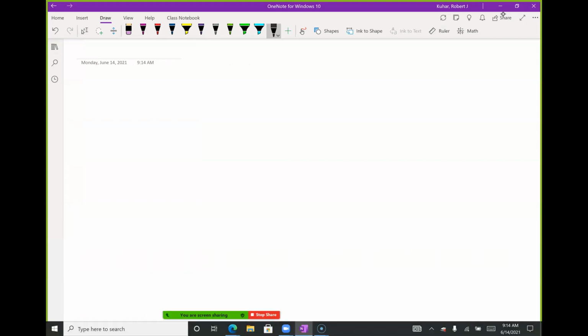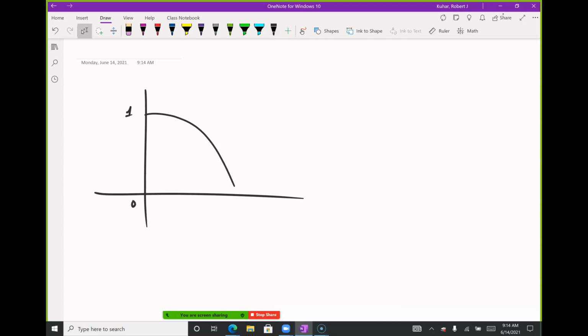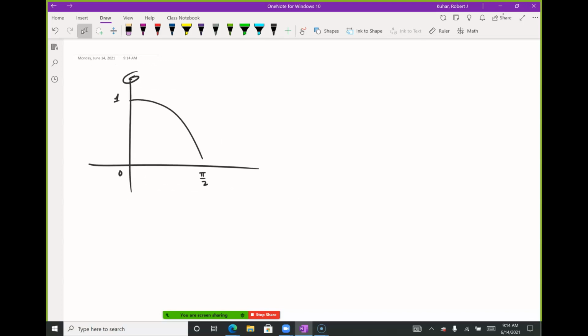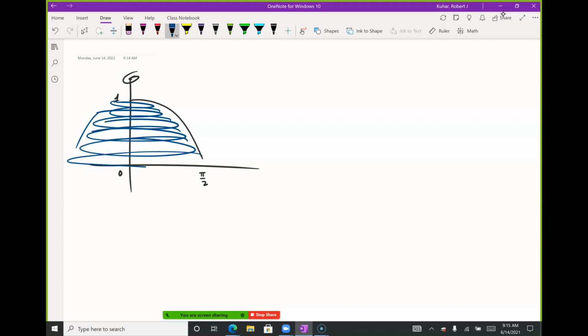So same problem. We're taking that cosine curve, from 0 to 1 on the y-axis and rotating it around, and we're going from 0 to pi over 2. So now we're rotating around the y-axis. Now this one's nice. This is a nice little curve here, right? You can see it's just a nice dome, top of an igloo kind of thing, upside down bowl, right?